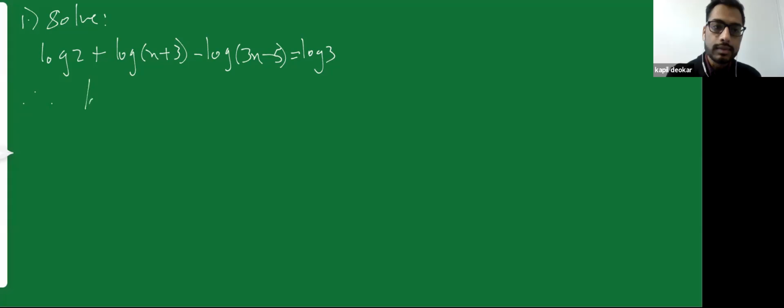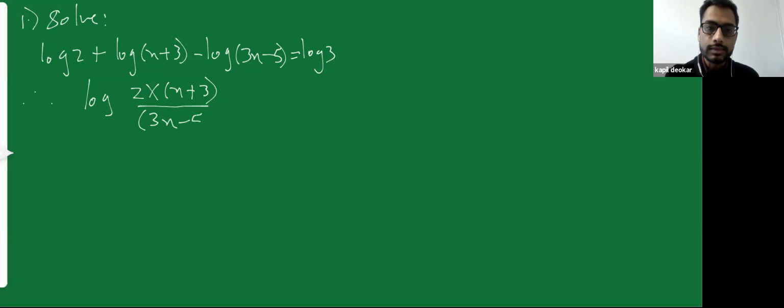Log a plus log b, I can write that as log of a into b. And the log of a minus log of b formula is log of a upon b. So the minus term, I can write that in the denominator. So in the denominator, I will have 3x minus 5, which is equal to how much? Log of 3. Just compare. So log of this term is equal to log of 3. So this term and this term should be the same. Therefore, I can say that 2x plus 3 divided by 3x minus 5 should be equal to 3.